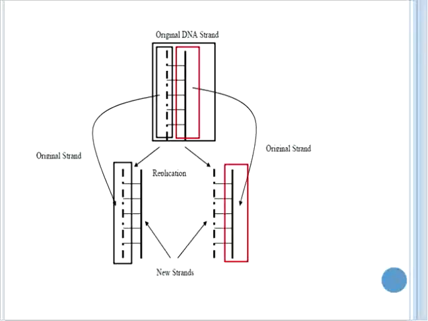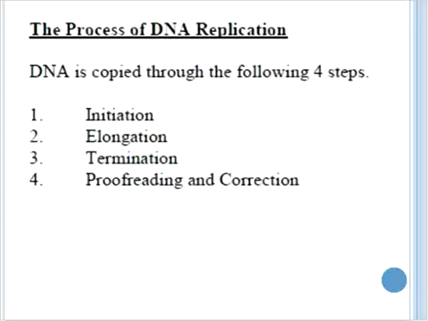New strands are created in accordance with the complementary base pairing. Remember, Garfield the cat, G's always and only pair up with C's, A's always align with T's, and vice versa. DNA is copied, replicated, through a series of steps. These steps are initiation, elongation, termination, and finally, proofreading and correction.